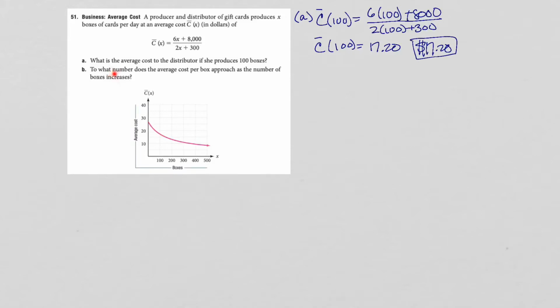Part B says, to what number does the average cost per box approach as the number of boxes increases? Look at our graph down here. It says the number of boxes is X, and if we increase it out here, it looks like X is getting bigger and bigger and bigger. So if we just let X go to infinity, let's see what happens to our function here. So we're going to find the limit as X approaches infinity of the average cost.